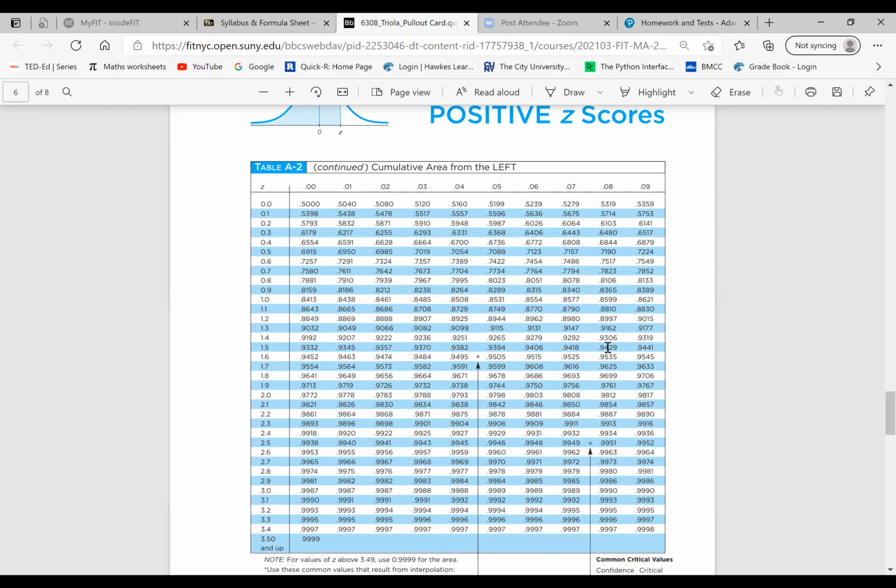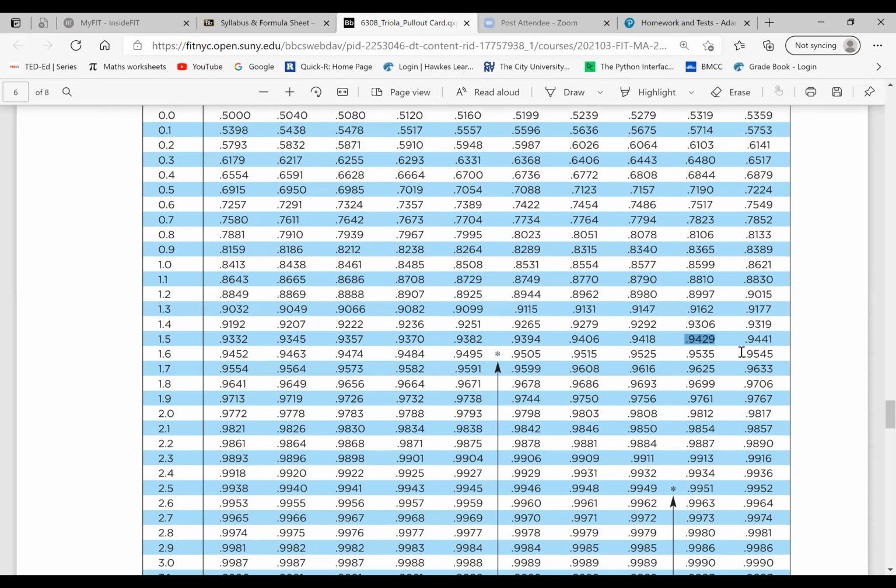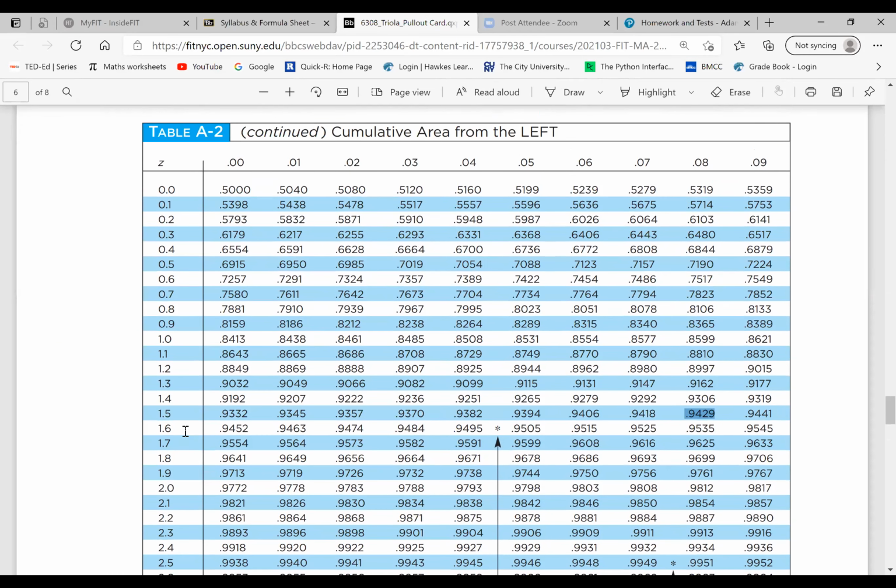And you'll find the corresponding probability, right? So this corresponding probability turned out to be 0.9429. On the Z table, the whole number and the tenth digit are located in the first column, and the second digit, the hundredth digit, is located on the top row. They're going to have an intercept, and the intercept is what we call the probability we're looking for.